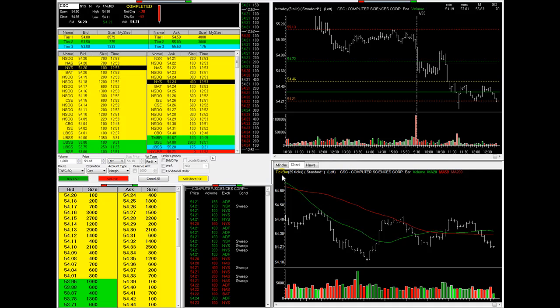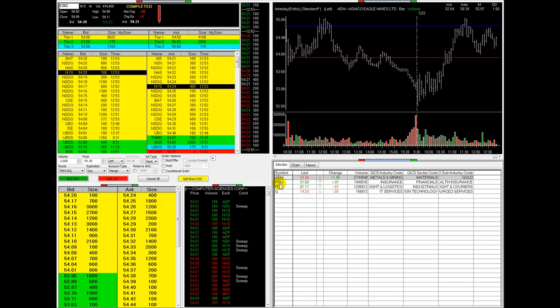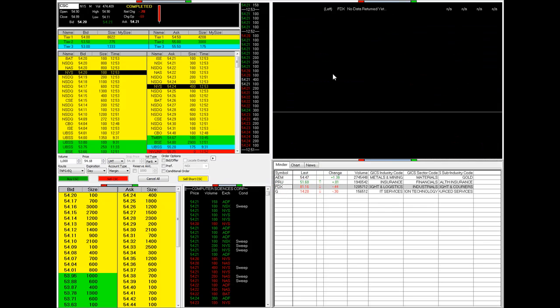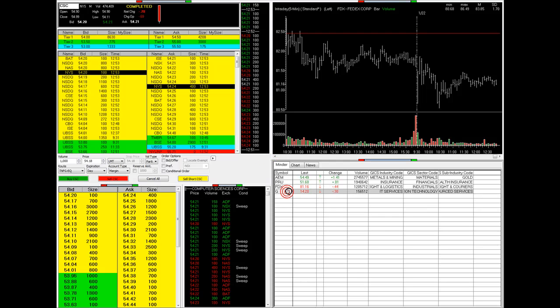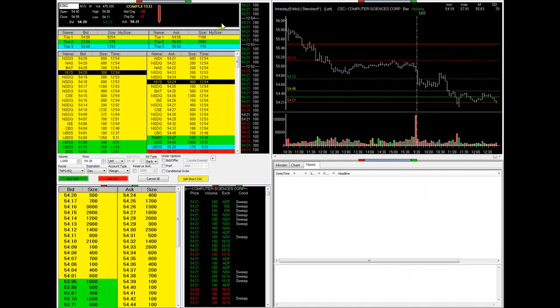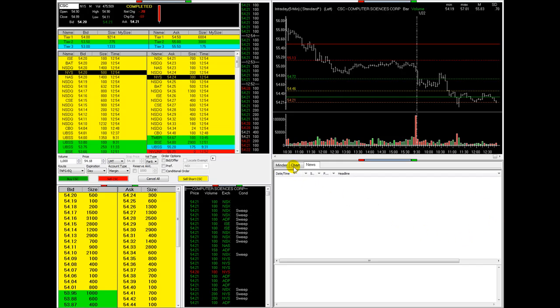We use 5-minute data to actually enter and exit the trade. We also have a Minder window. This is going to give us the ability to look at other stocks that are on our interest list, and also a news window, which gives us an alert or a heads up if there's any kind of weird activity on the news wires that pertains to the stock that's in this level 2 window.